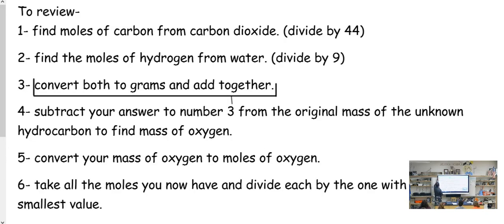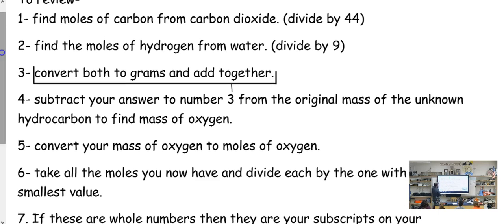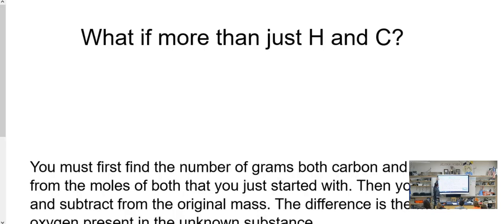So here we go. To review, you find the moles of carbon from carbon dioxide, or you divide by 45 or 44. All right? And if this is just C's and H's, well, it works fine too. Number 2, you find the moles of hydrogen from water by dividing by 9. Now, what do I mean? Like, we just did a picket fence to do this, didn't we? This process always deals with carbon, always deals with hydrogen. So I'll come back to this, don't worry.